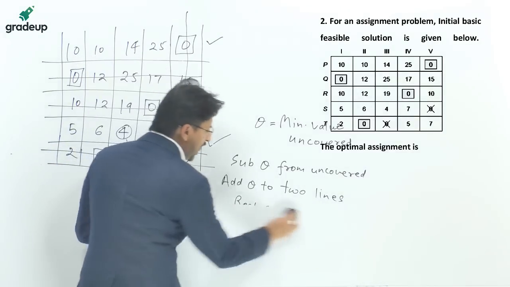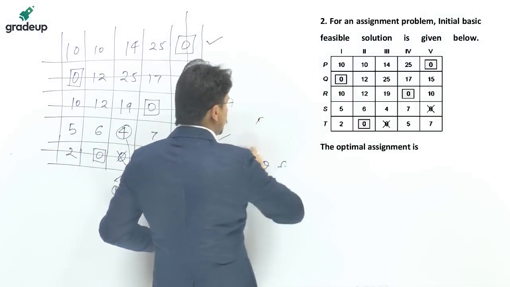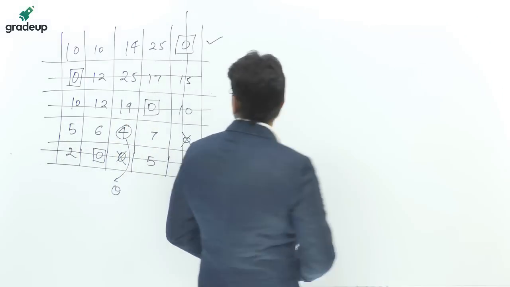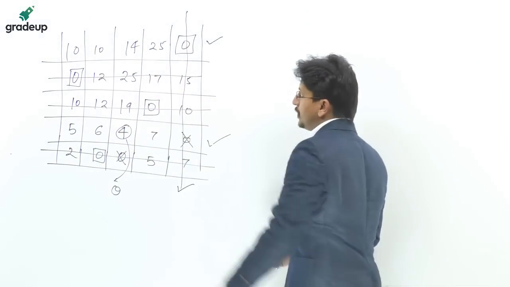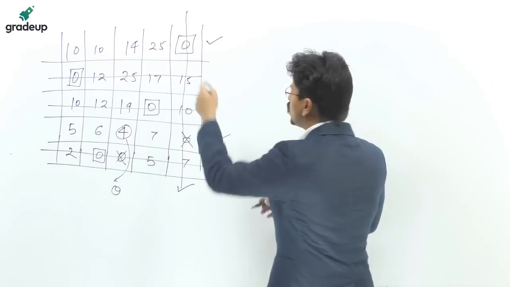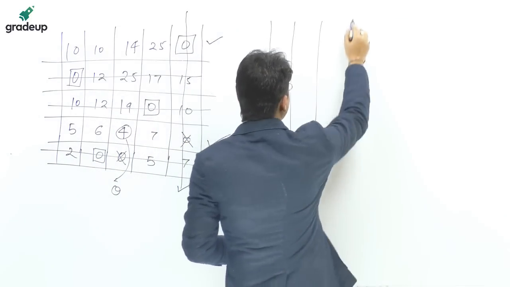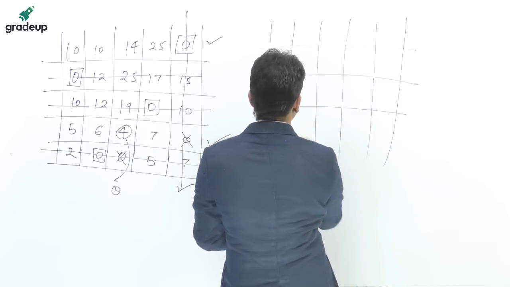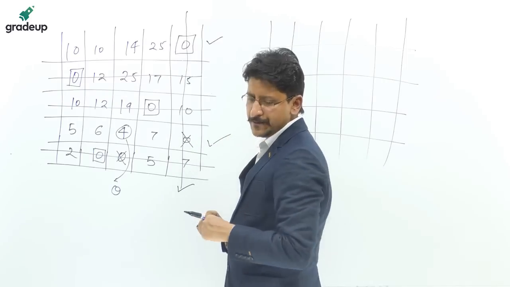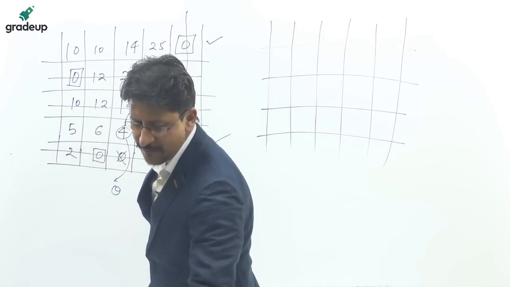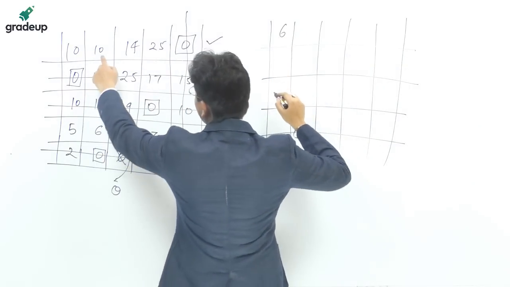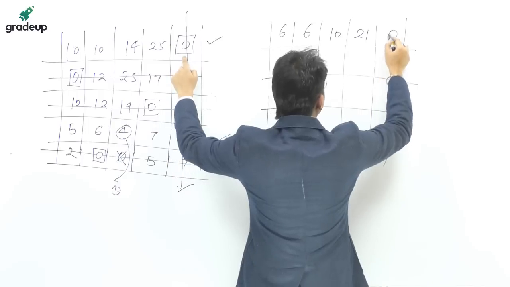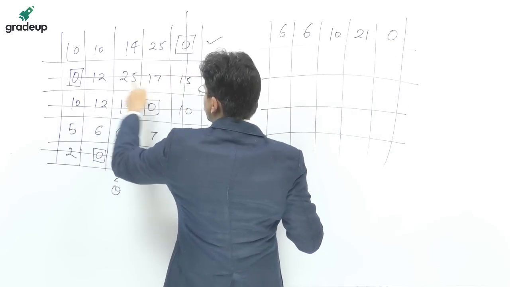Moving on, what we do, see: I am saying that subtract the theta from the uncovered values. So making this again really fast. 10 minus 4 becomes 6. Again here, 10 minus 4, 6. 14 minus 4, 10. This will become 21. This will remain as such, because only one line is passing.